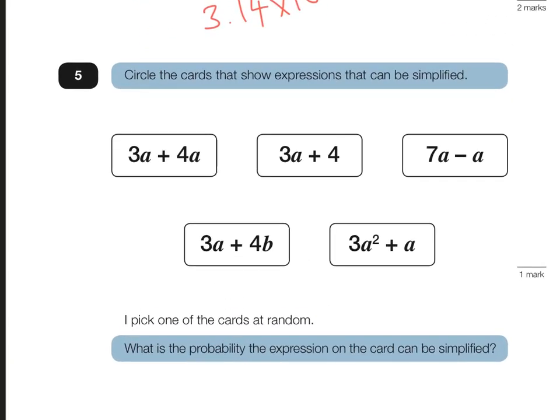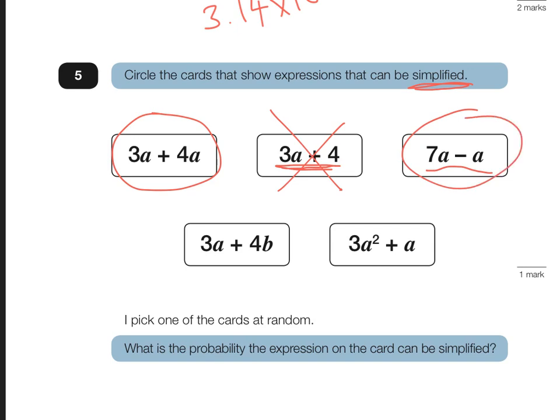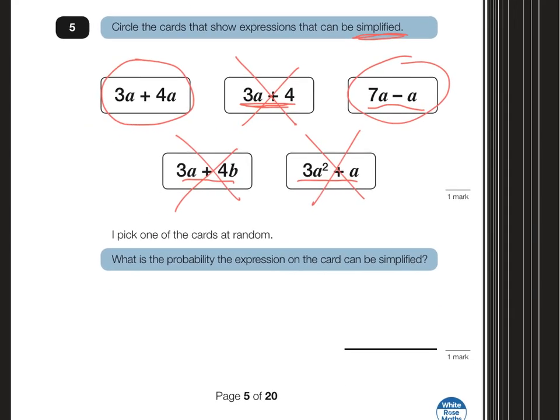They can be simplified. In order for them to be simplified, they have to both have the same letter. For example, 3a plus 4a, that would be because it's 7a. 3a plus 4 don't have anything in common. Can't do it. 7a take away an a, that can be, because 7a take away an a is 6a. 3a plus 4b, no, they're different letters. 3a squared plus a, one of them's squared, one of them's not. So only those two. So the probability I pick one that can be simplified is 2 out of the 5 that I have.